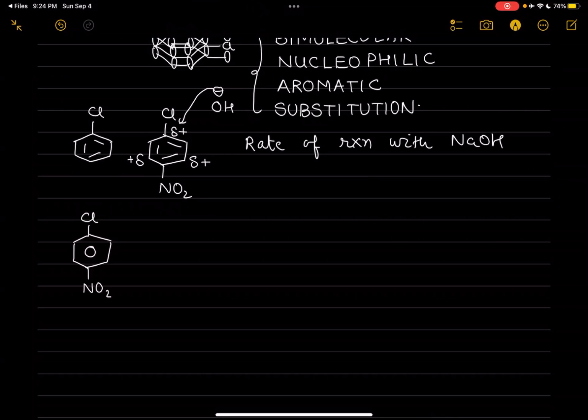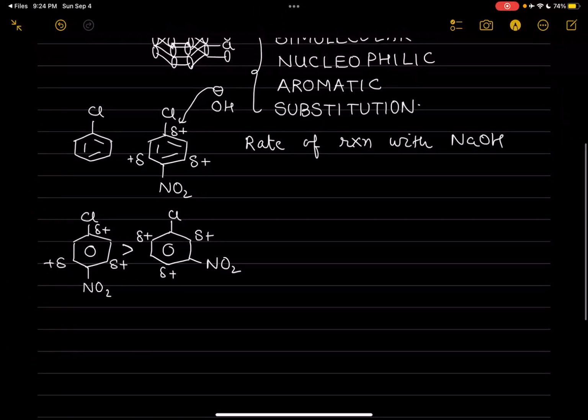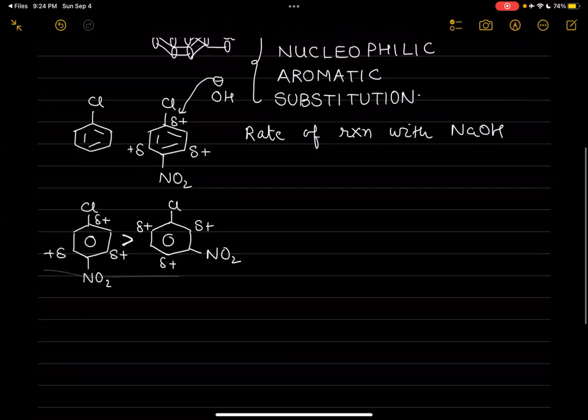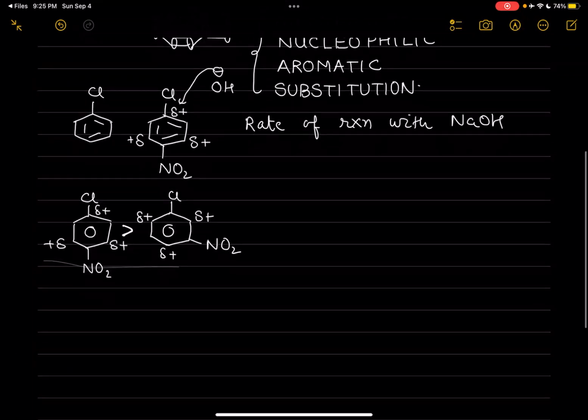Suppose we take the NO2 at meta position, that is not going to help much. Why? What's the reason? Because wherever the NO2 is, the plus charge will come at ortho and para positions, but we need NO2 such that it increases the plus charge on the carbon atom where the Cl is connected, so that the OH minus can come in and join itself to the benzene ring.